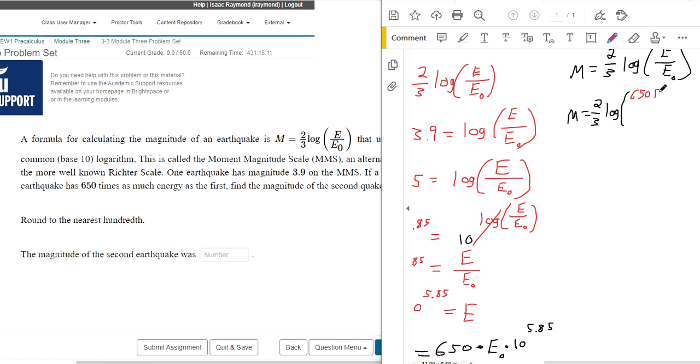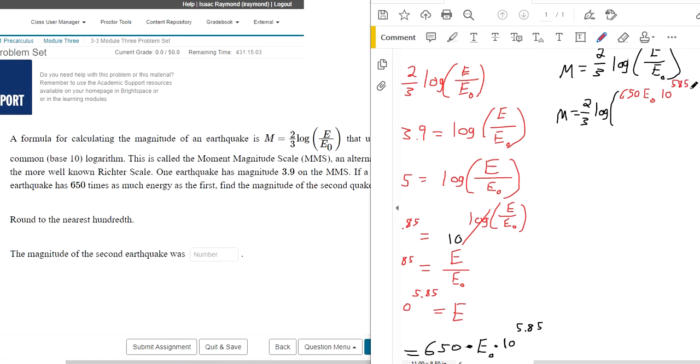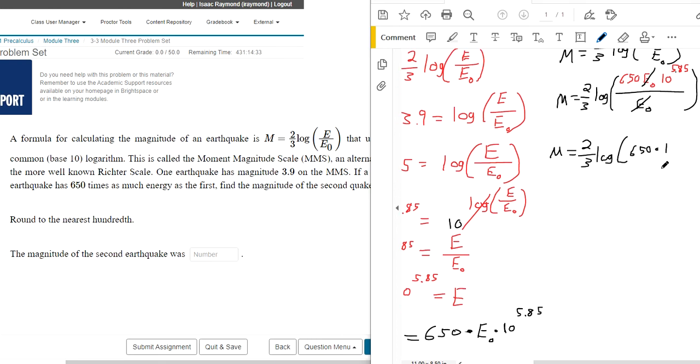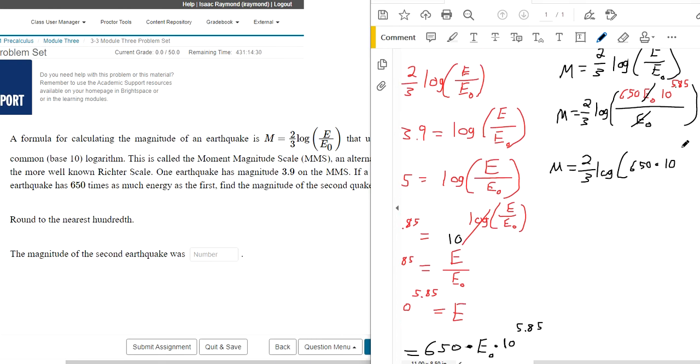650 E sub 0 times 10 to the 5.85, that's all over E sub 0. Okay, so these are going to cancel out, E sub 0 and E sub 0. That leaves us with M equals 2 over 3 log of 650 times 10 to the 5.85.